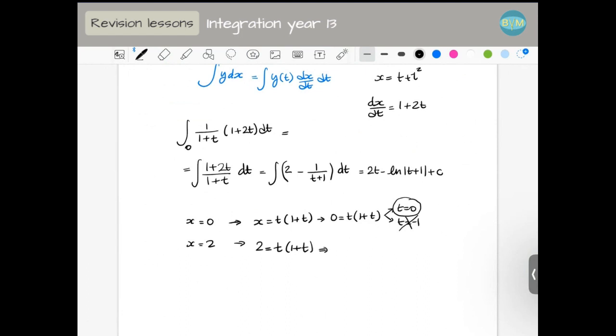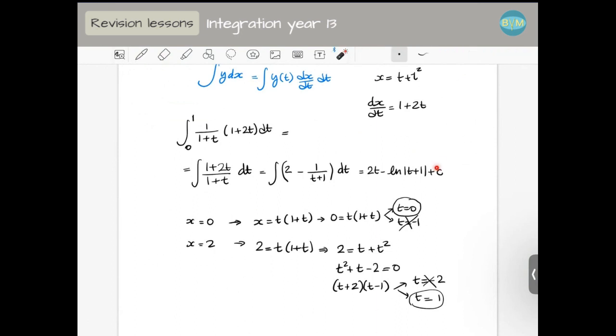So that means that 2 is t plus t squared. So I have t squared plus t minus 2 equals 0. So (t plus 2)(t minus 1), I always do this. So t is minus 2, that cannot be, and t is 1. So my other limit of integration is 1. So I'm going to integrate, and instead of writing the c, I'm just going to substitute the limits 0 and 1. And that's it, in between 0 and 2.